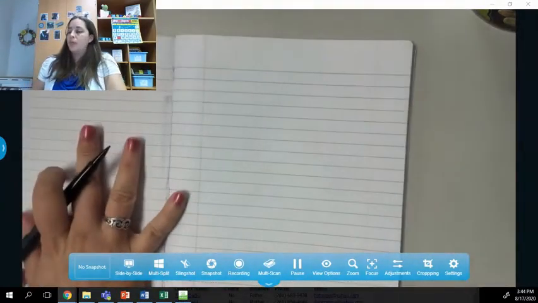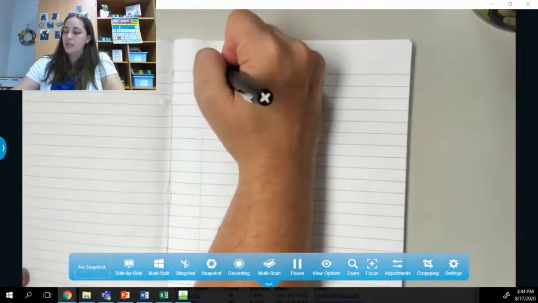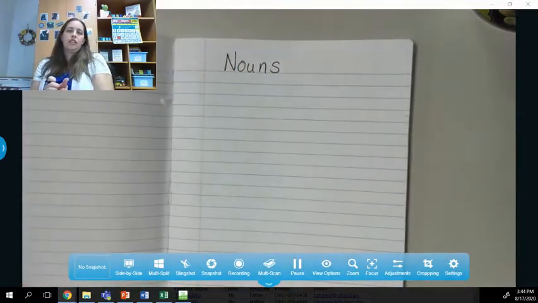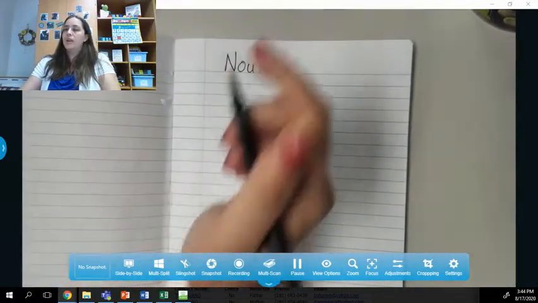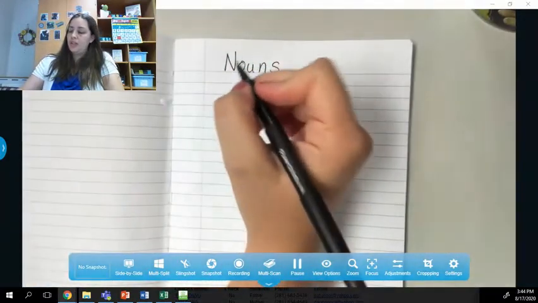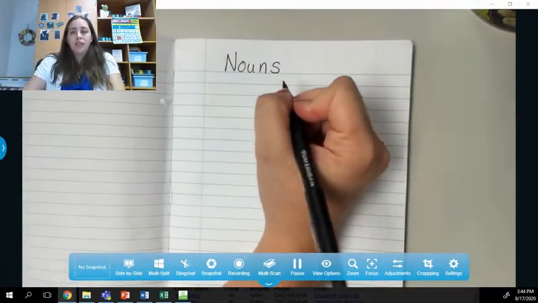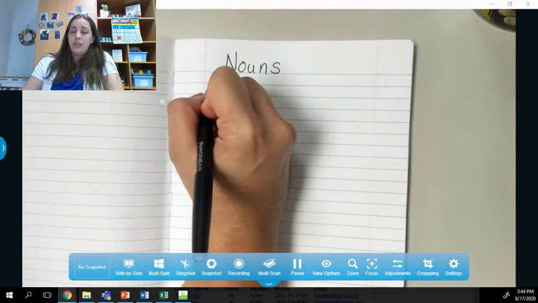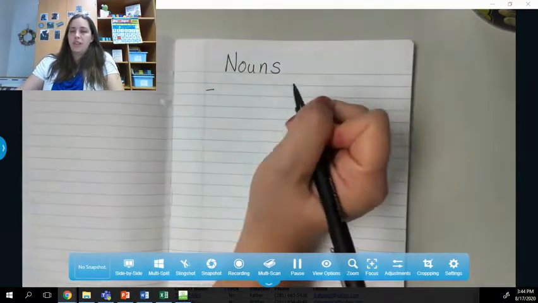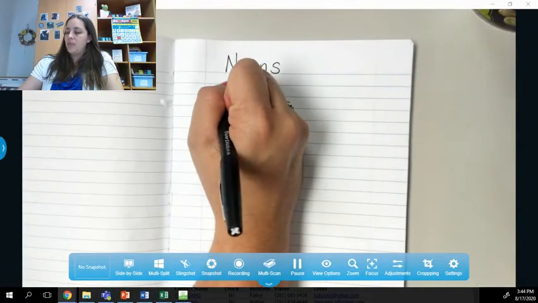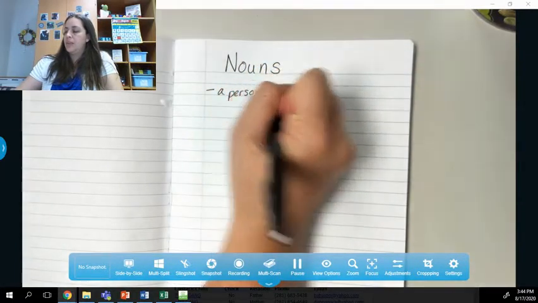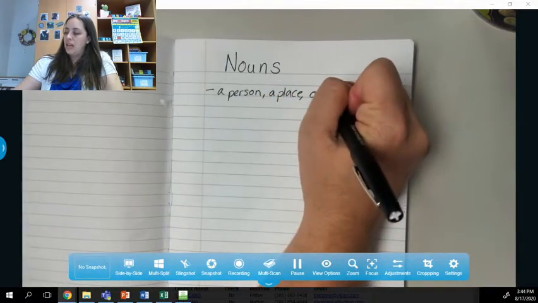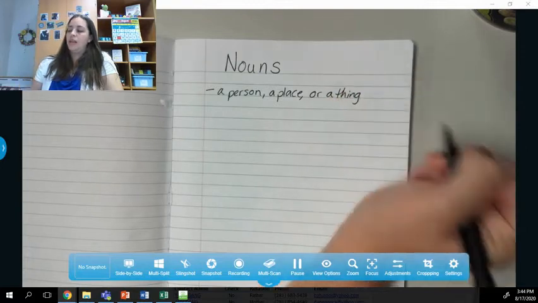So once you have your writing notebook, go ahead and label the next blank page with the title of nouns, because that is our topic for today. And underneath there, we are going to write down our definition of nouns. Now, nouns are something you should have learned in, I believe, first or second grade. But if you didn't, never fear, we'll get you taken care of. So a noun is a person, a place, or a thing in a sentence.